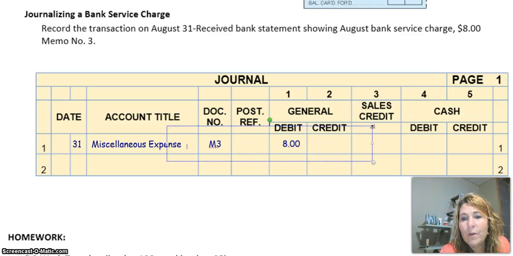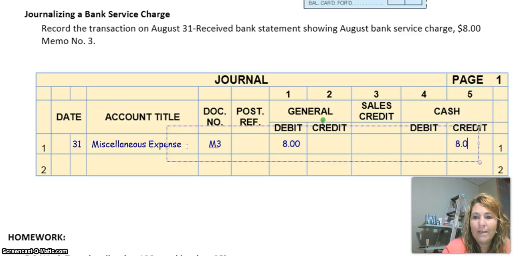And we're going to come over, and this is going to be a cash credit. Even though we didn't write a check for it, it's still a cash credit of $8 because we are deducting cash, and so all cash always decreases with a cash credit. Okay.